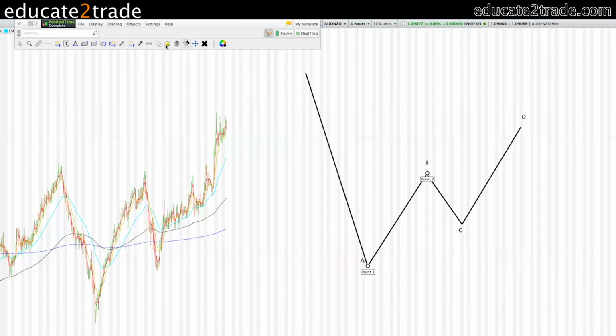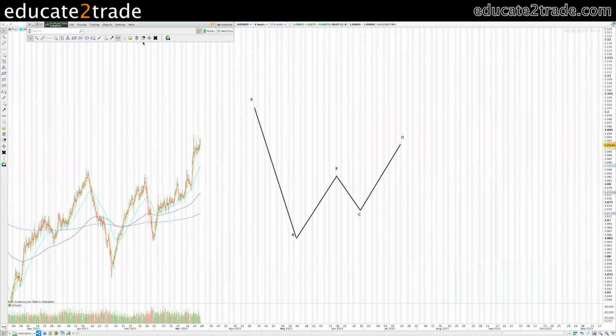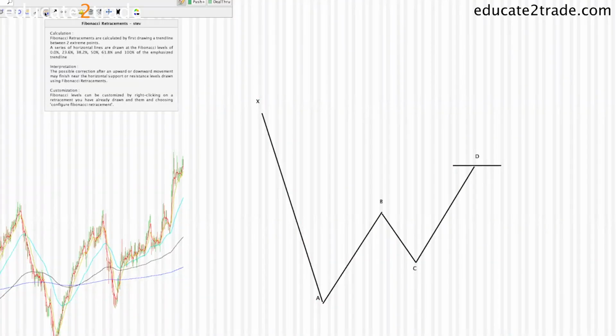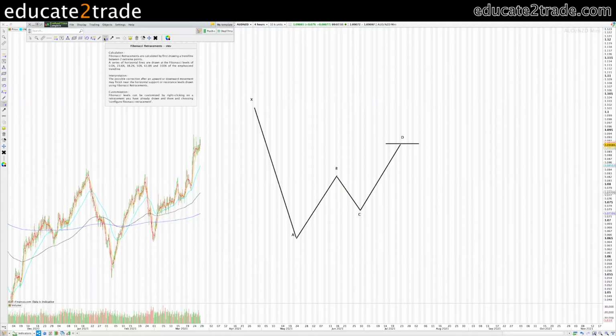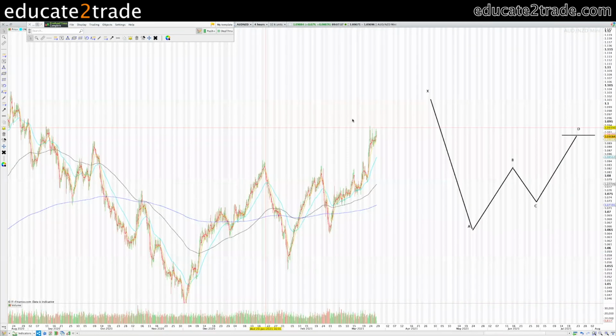So, let's do that one for now and relabel it. X, okay, so X, A, B, C, D. Point D, where it finishes, has a relationship with X to A, typically a Fibonacci ratio of 61.8, 78.6. They're the two that I would pick out. Right, now you got that, let's move across to the charts.